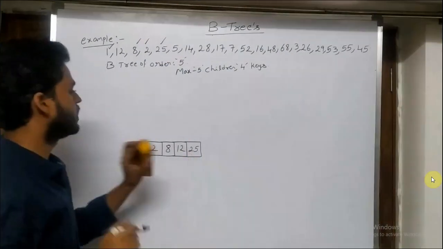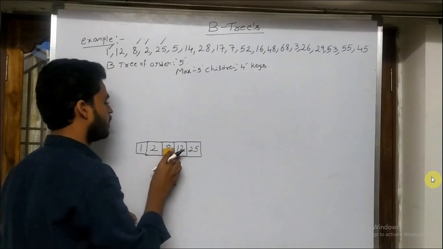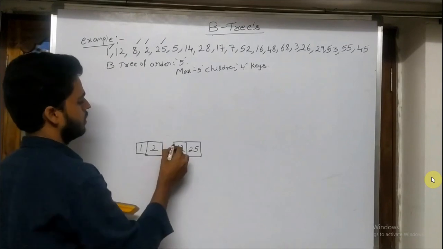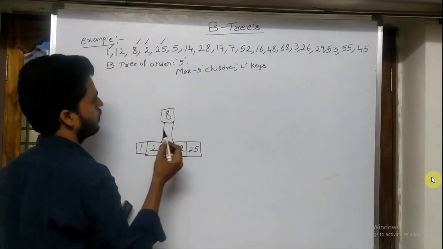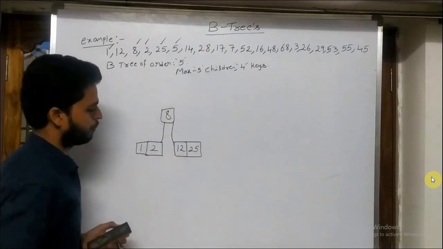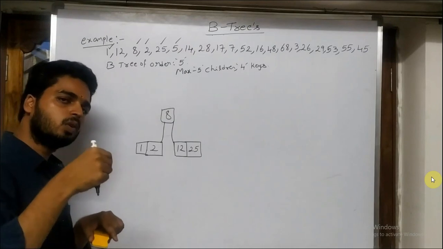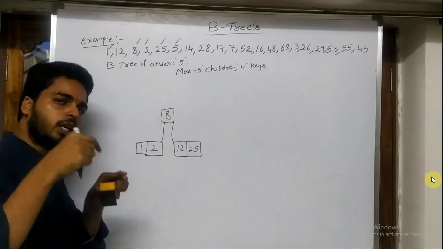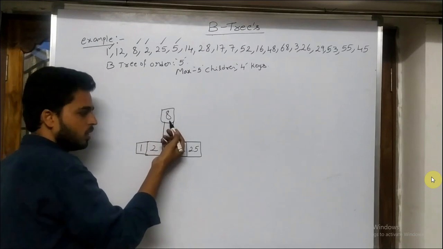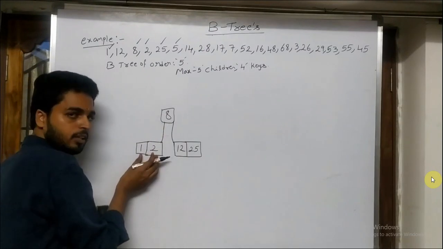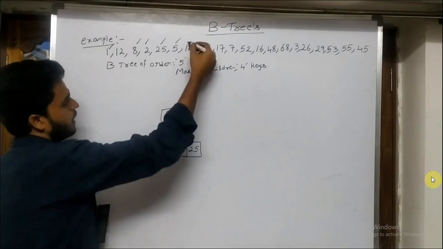Okay. I have inserted 25 here. If I insert 25, it is violating. So I will take out the middle element and make it a parent. Next I got 5. I need to reach the leaf node, and to reach the leaf node you need to traverse from root to leaf. My 5 is less than 8, so I will come to this one. As it is a leaf node, I can insert directly here. So 2, 5.